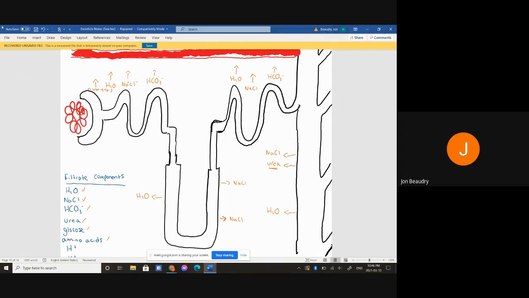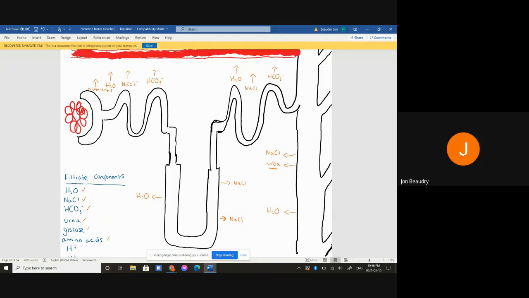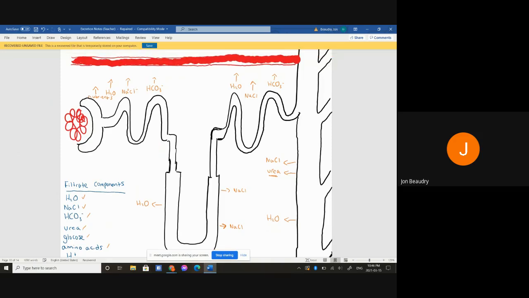Now we're going to talk about secretion, and we're just going to change my little color here. Perfect. Why don't we do green instead? And green is going to represent secretion. Let's do hydrogen first. Hydrogen is going to get secreted from my PCT as well as my DCT.